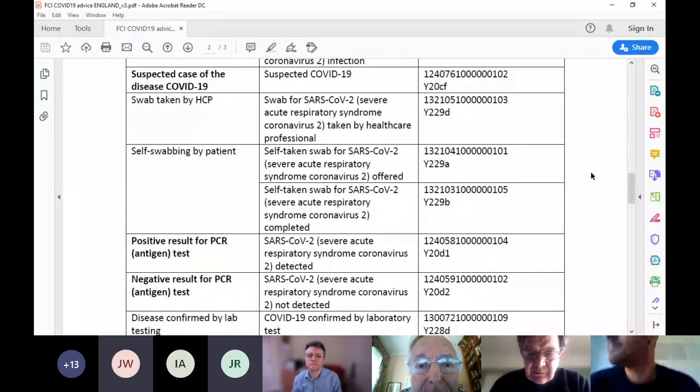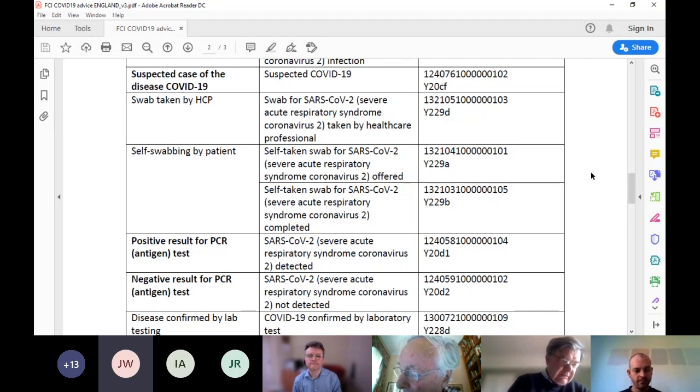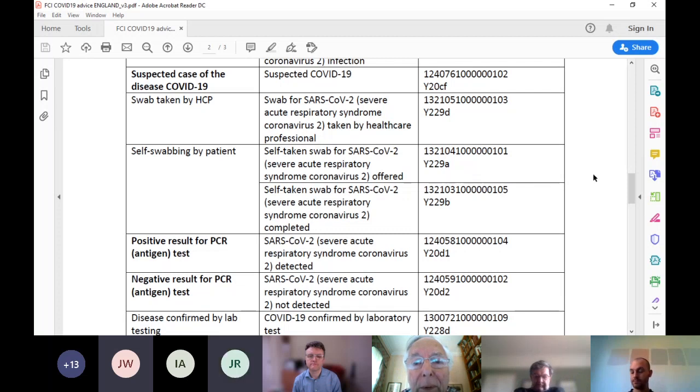Thanks, Jeremy. Can I just clarify, just from a purely Scottish perspective, we're not using SNOMED, so I'm probably asking that question as a non-SNOMED user. Are these other codes going to be required as local, to have local equivalents? And if yes, is there a mechanism for doing that?